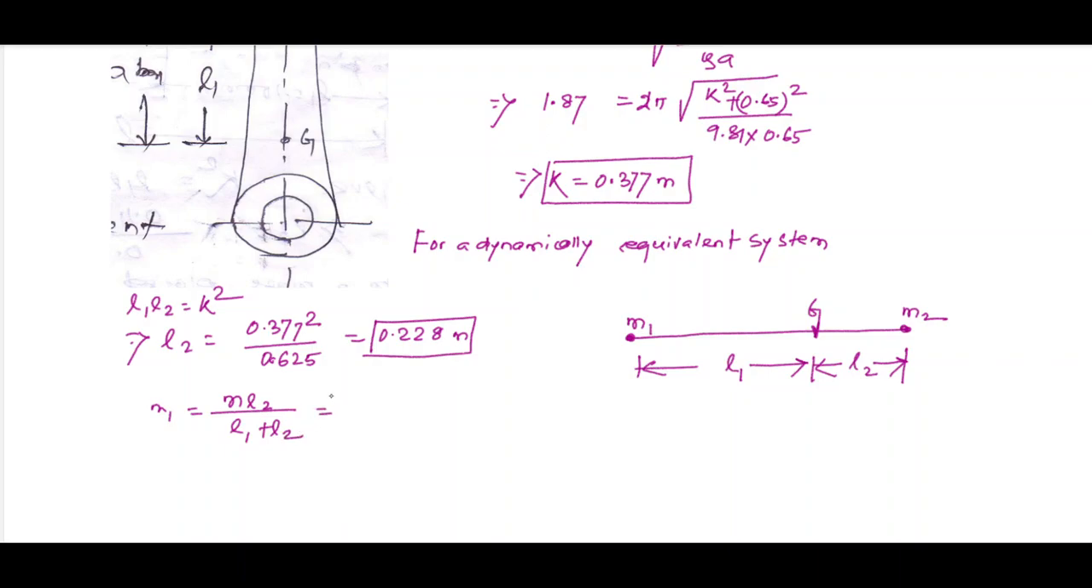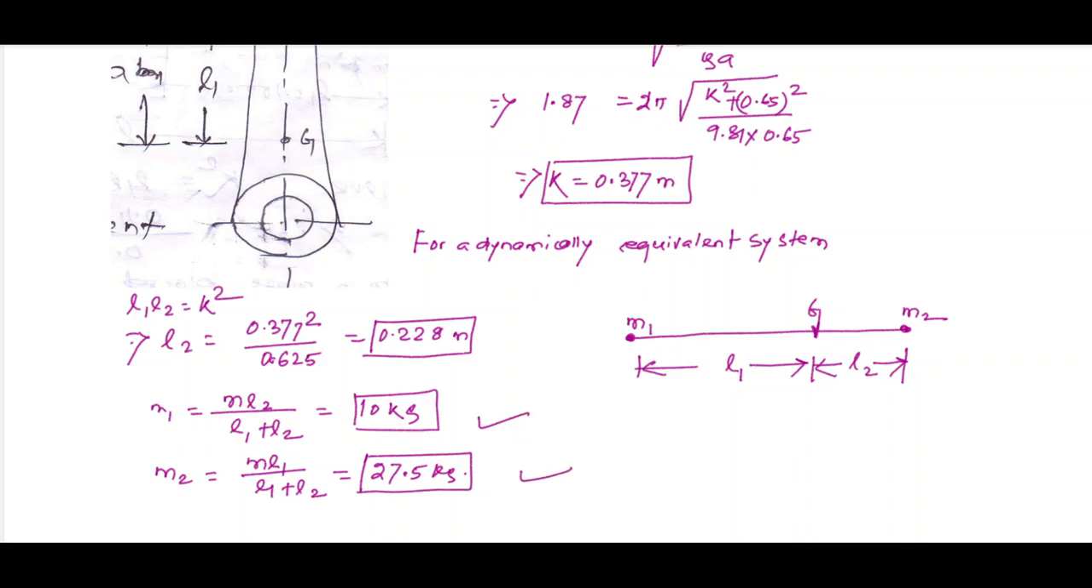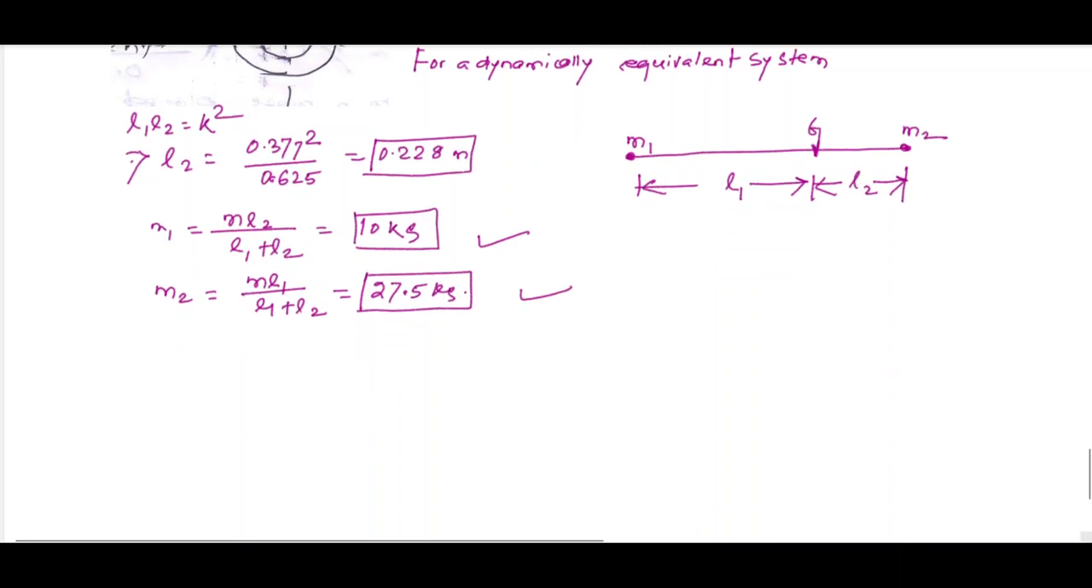So it will be approximately equal to 10 kg if you calculate, because mass is given already, 37.5 kg. Okay, so value of m2 will be mL1 divided by L1 plus L2, so it will be 27.5 kg. So you get the 2 point mass. Now likewise you can solve, right?